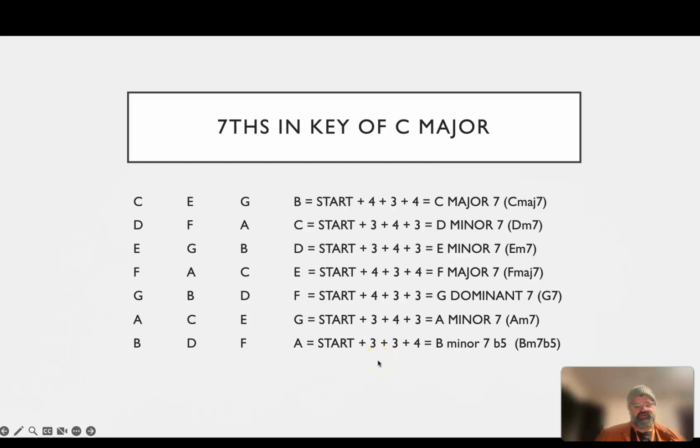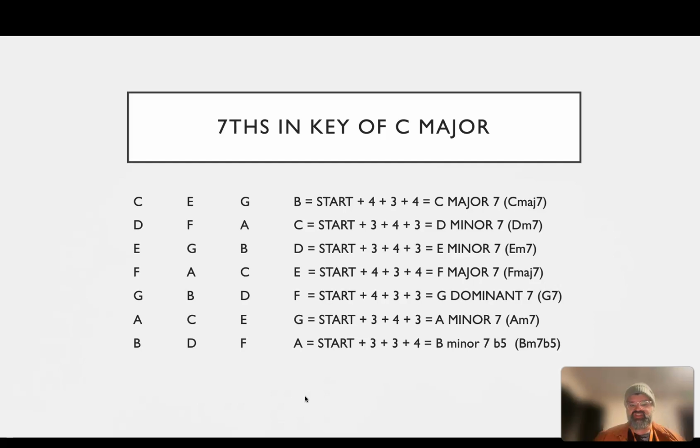So to recap, we've got C major, and then that becomes C major 7. Then we have a D minor, which becomes a D minor 7. E minor becomes E minor 7. F major becomes F major 7. And G major becomes G dominant 7. That 5th chord is a dominant 7th. The 6th chord becomes from A minor to A minor 7. And the 7th chord becomes from a B diminished to a B minor 7 flattened 5th.